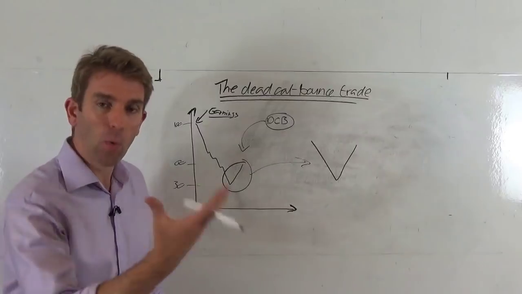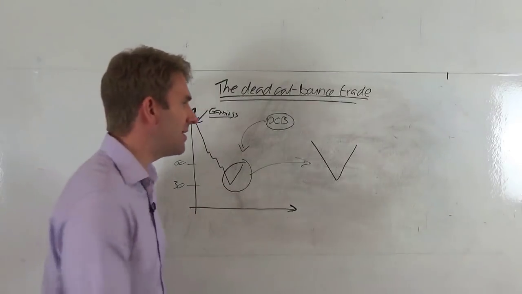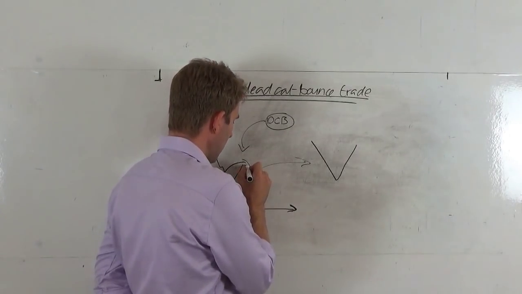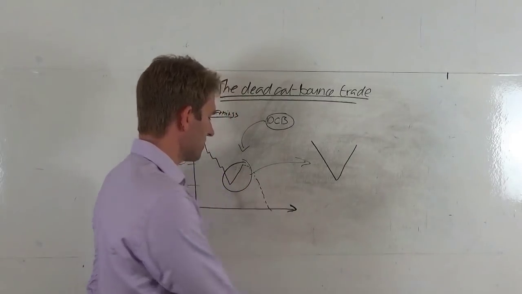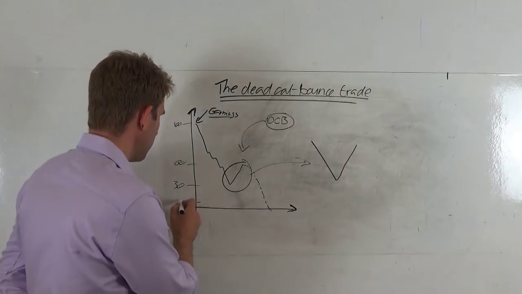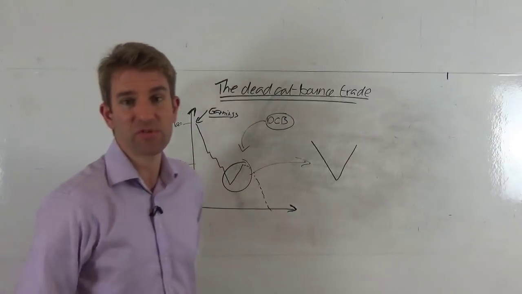However, once that has run its course, the idea is that this will then roll back over and we'll go to fresh lows and we'll be back down at $10 or whatever it may be. I'm just making those numbers up, but you get the idea.